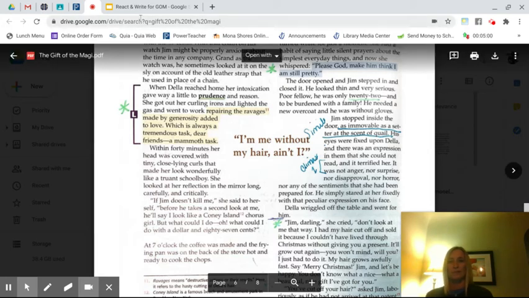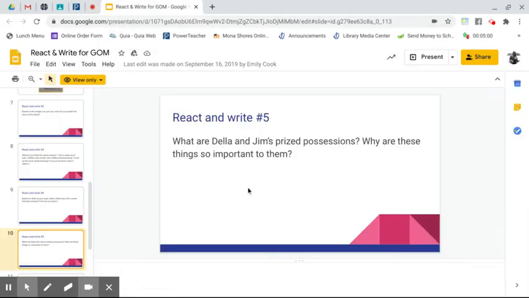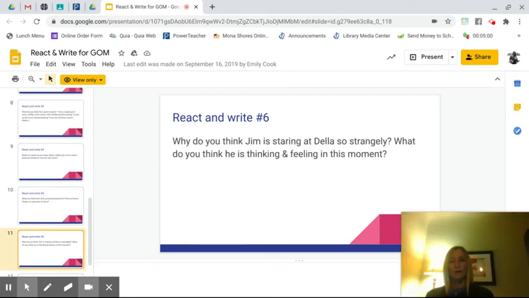Okay, our next question. Why do you think Jim is staring at Della so strangely? What do you think he is thinking and feeling in this moment? There's no right or wrong answer because you don't really know the answer. So, like I've always said, just answer what you think.